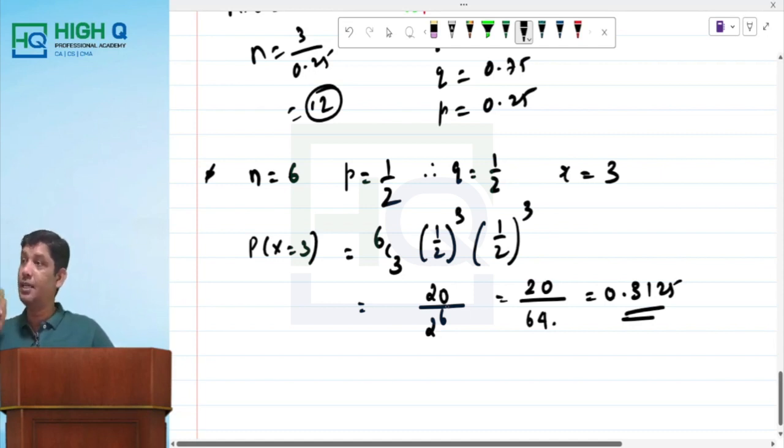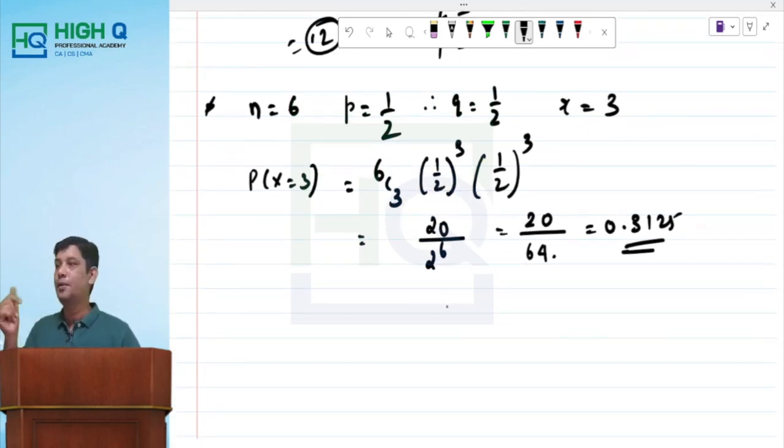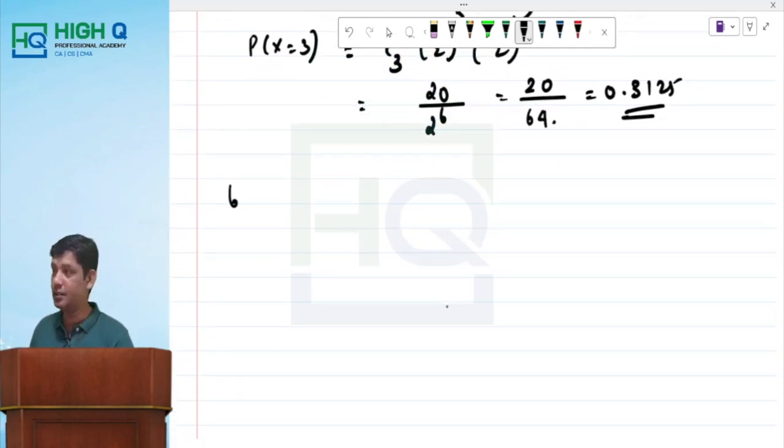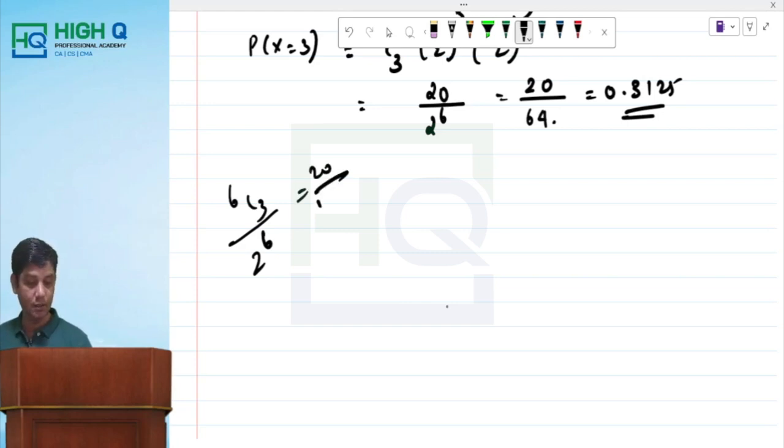But the legend method I already told you. Whenever there are 50-50% options, whenever 1 by 2 is there, I told you to do one thing. How many coins? 6 coins. How many heads needed? 3. So 6C3 divided by 2 power 6, because head and tail are the only 2 outcomes. Same answer you will be getting.